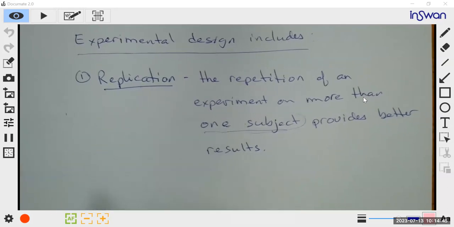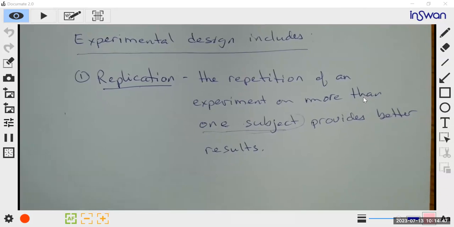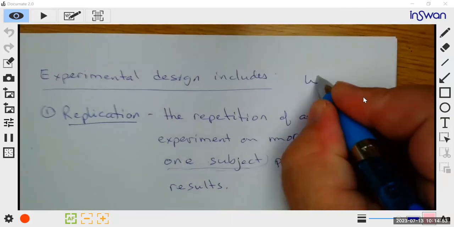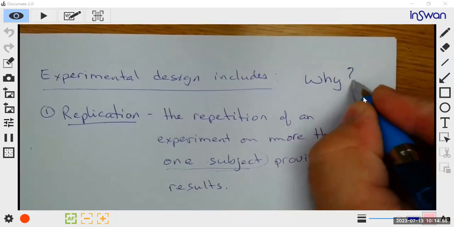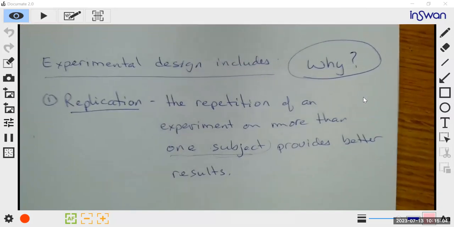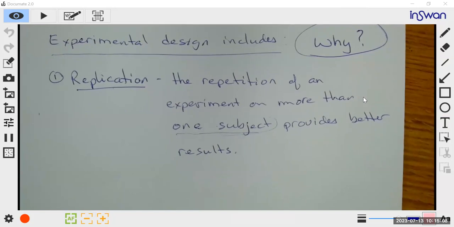But if I get different answers, then I got a new study. Why did I get different answers? There is your research question. Why? If you can answer the why of something, then you've answered it. You've researched it, and then you have the answer.